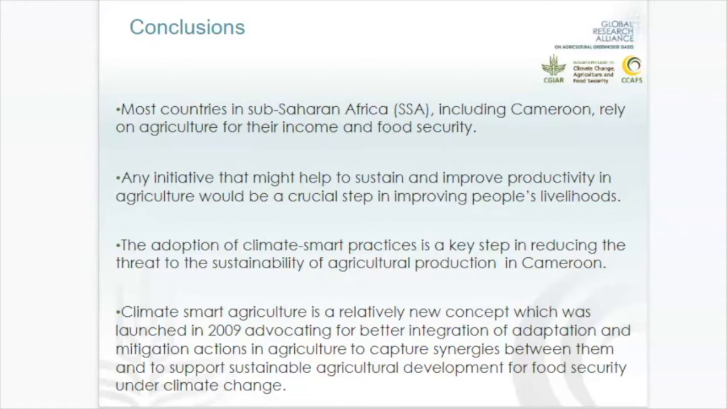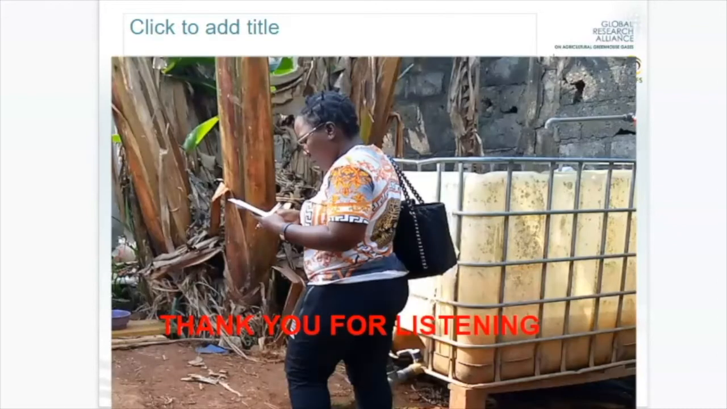This is because the relationship between climate change and agriculture is a two-way relationship: climate change impacting on agriculture and agriculture subsequently causing climate change. So these methods were developed in order to curb that and to be able to ensure sustainable production and to improve on food insecurity. Thank you for listening.